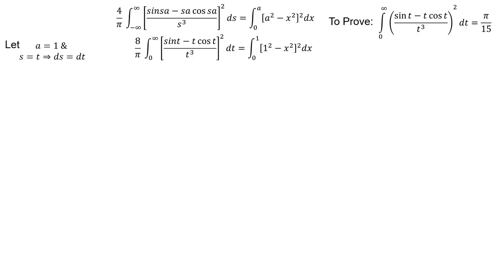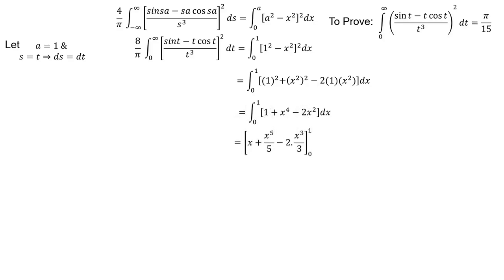That 2 and that 4 are multiplying. We get 8 by pi, the integral over 0 to infinity of sin t minus t cos t by t cube the whole square dt is equal to the integral over 0 to 1. A value is 1, right? So 1 square minus x square the whole square dx. When you expand with the a minus b the whole square format, we get a square plus b square minus 2ab format into dx. The next one, it comes 1 plus x power 4 minus 2 x square.